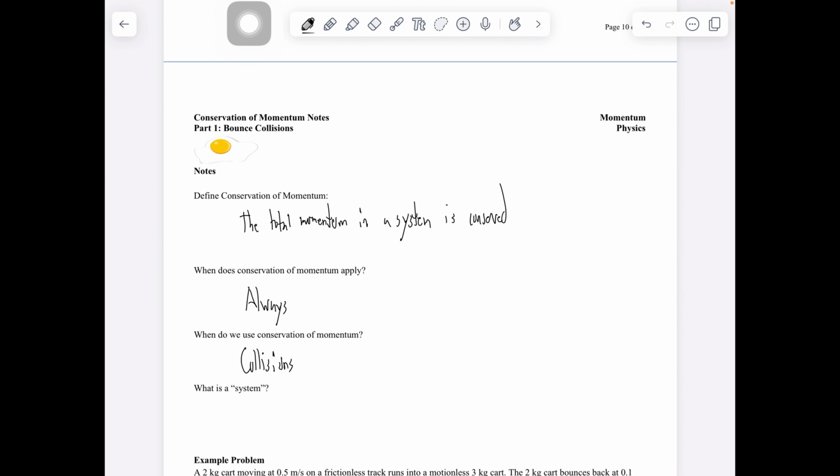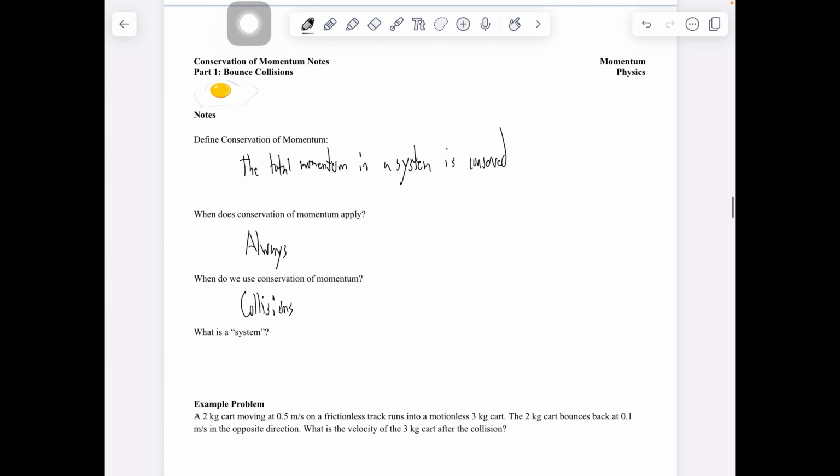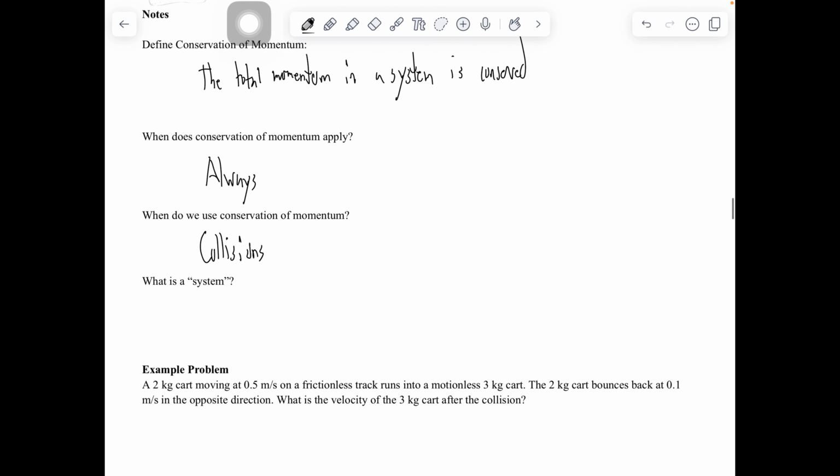In our definition of conservation of momentum, total momentum in a system is conserved. Well, what is a system? We've talked about this a little bit before, but just as a refresher, a system is when you treat multiple objects almost like one bigger object. So say you had object A right here, and object B.